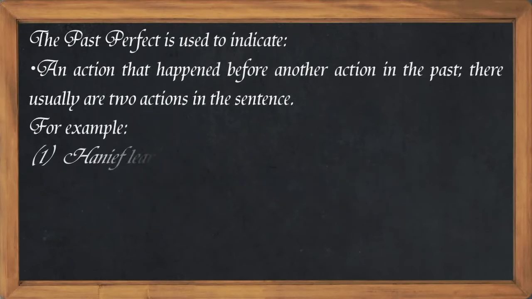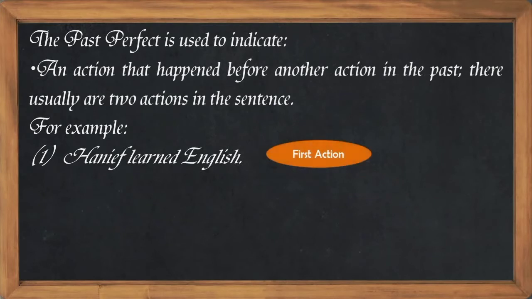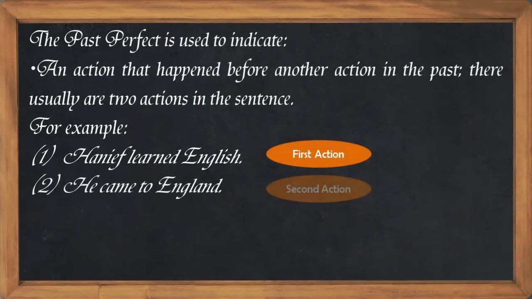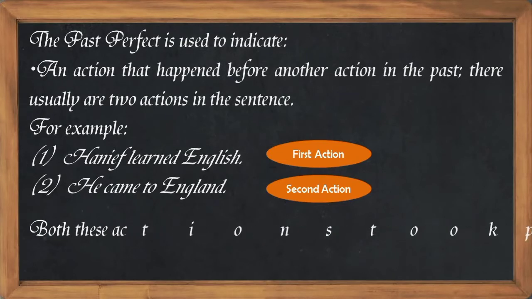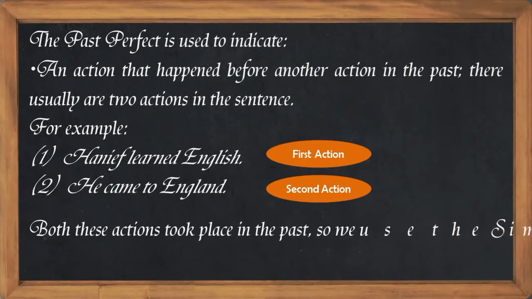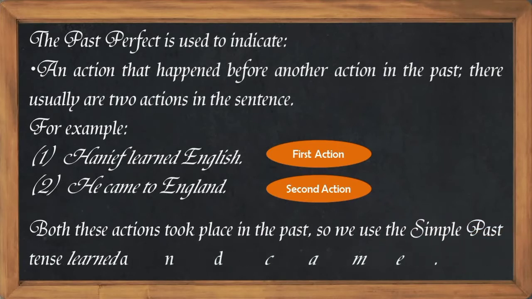For example, 1. Hanif learned English. First action. 2. He came to England. Second action. Misalnya, 1. Hanif belajar bahasa Inggris, merupakan kegiatan atau tindakan pertama. 2. Dia pergi ke Inggris, merupakan kegiatan atau tindakan kedua. Both these actions took place in the past, so we use the simple past tense, learned and came. Kedua tindakan tersebut terjadi di masa lalu, jadi kita menggunakan simple past tense, yaitu bentuk lampau kata kerja bahasa Inggris belajar dan datang, seperti terlihat di layar.